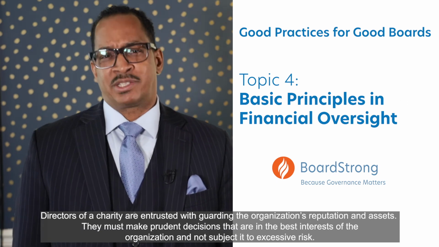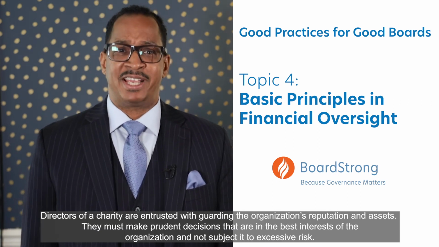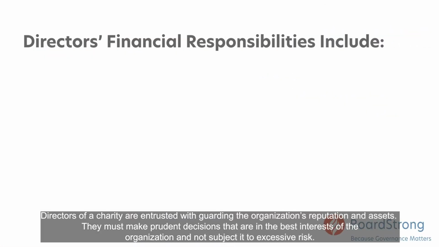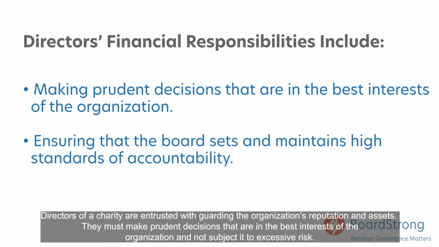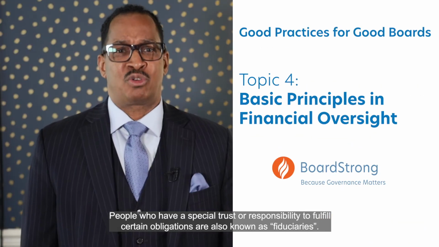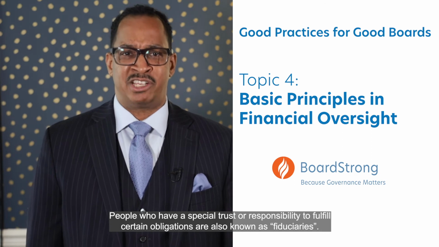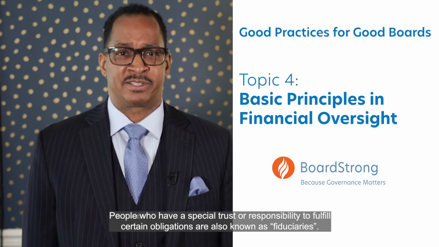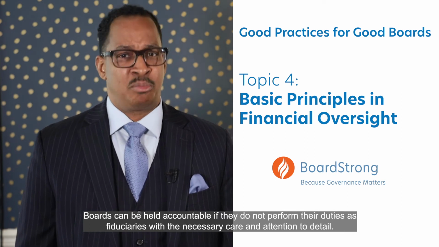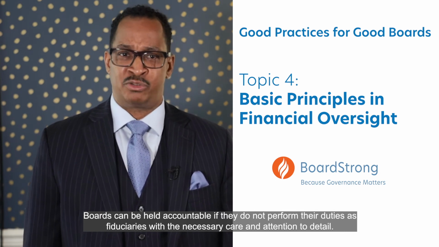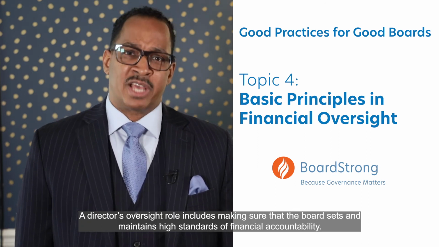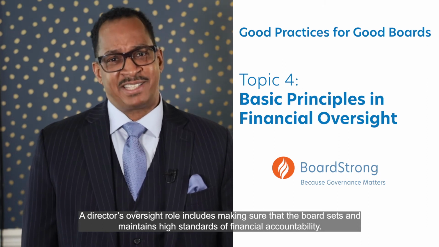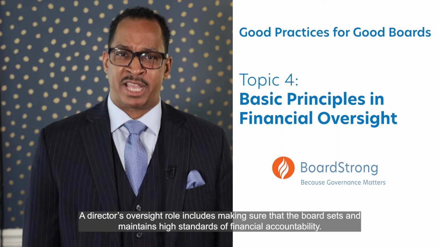Directors of a charity are entrusted with guarding the organization's reputation and assets. They must make prudent decisions that are in the best interest of the organization and not subject it to excessive risk. People who have a special trust or responsibility to fulfill certain obligations are also known as fiduciaries. Boards can be held accountable if they do not perform their duties as fiduciaries, with the necessary care and attention to detail. A director's oversight role includes making sure that the board sets and maintains high standards of financial accountability.